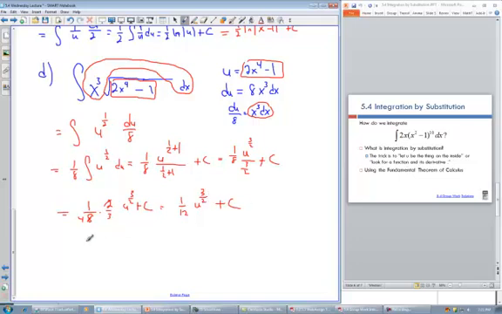plus c, and I plug back in for u, so u is 2 times x to the 4th minus 1, so I have 1 over 12 times 2x to the 4th minus 1, all raised to the 3/2, plus c. And that's my answer.